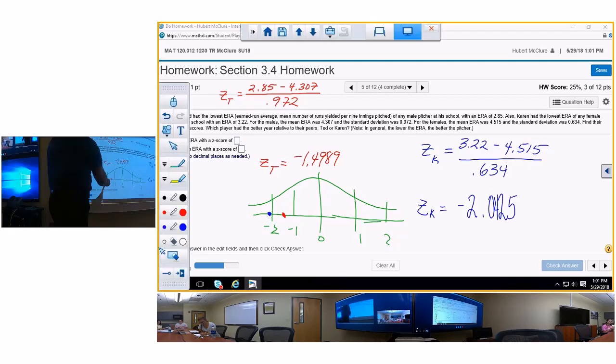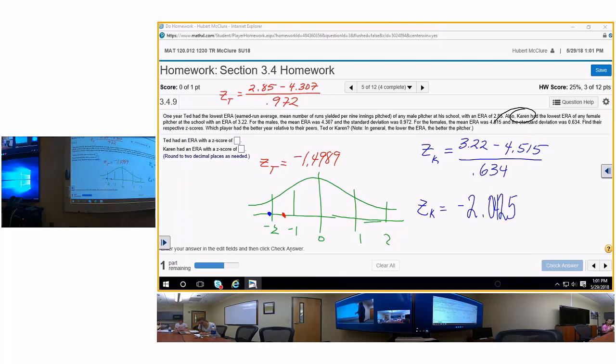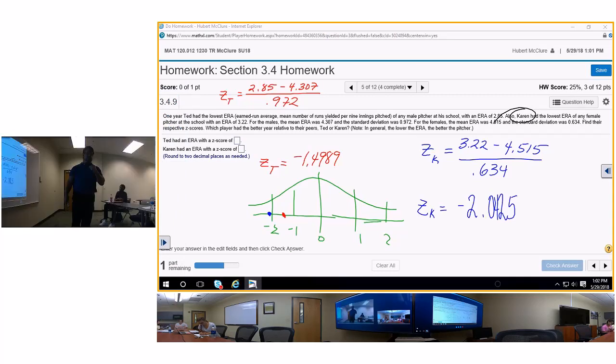In this case, it does work out the same as always because it just worked out. So who is the winner? Who? Karen's the winner, of course. Okay? So now you just type in the scores.